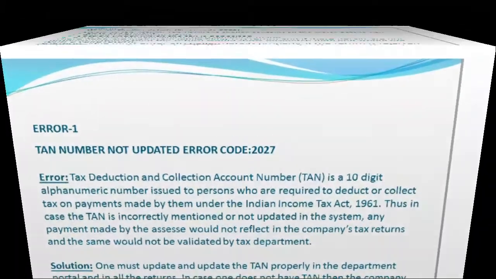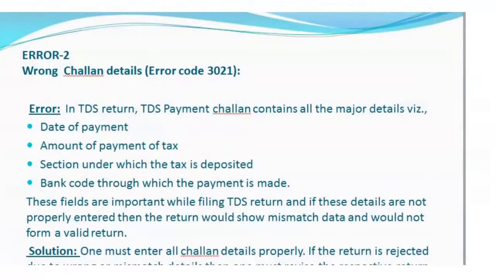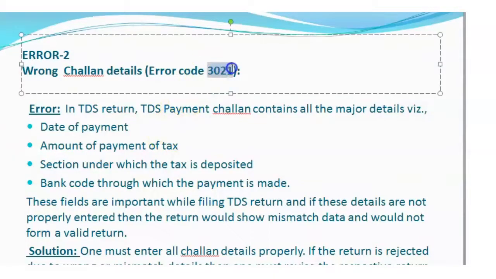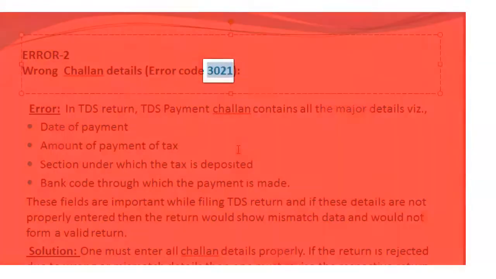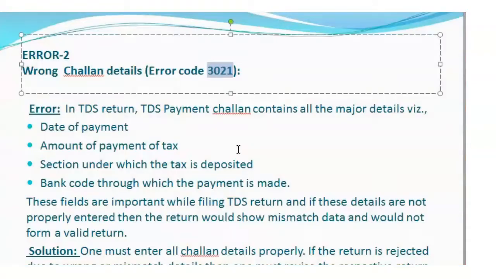Now error number 2, which is of wrong challan detail. Error code is 3021. In a TDS return, the TDS payment challan contains all the major details like date of payment, amount of payment of tax, section under which the tax is deposited, and the bank code through which the payment is made. These fields are important while filing the TDS return, and if these details are not properly entered, then the return would show a mismatch of data and would not form a valid return.